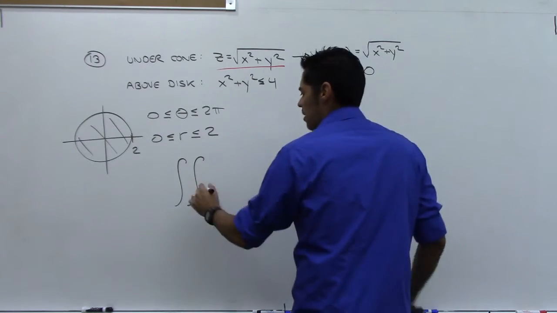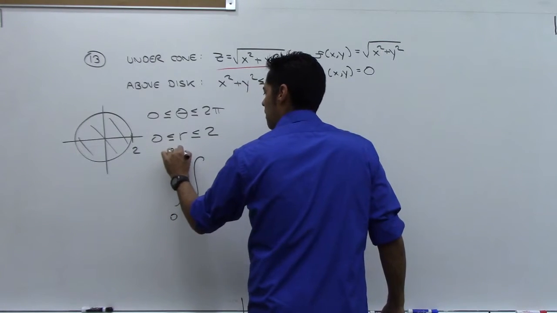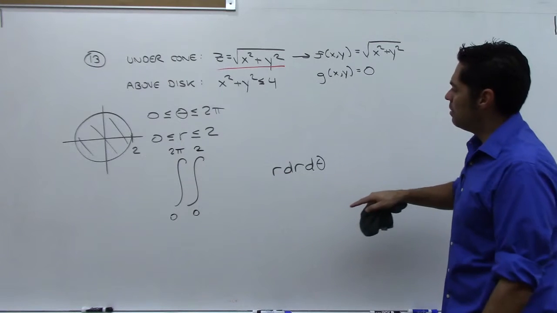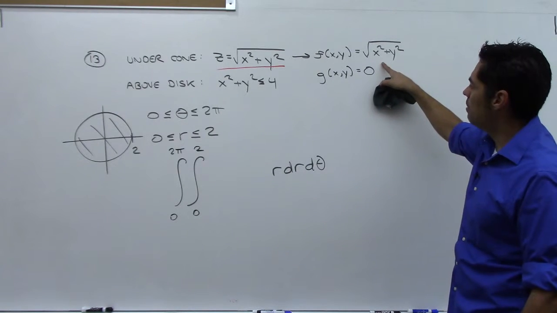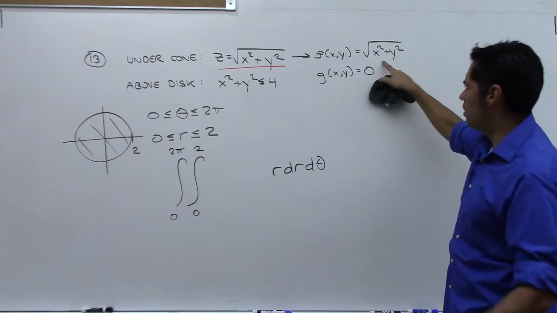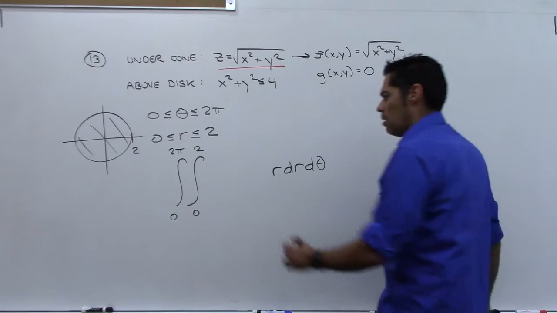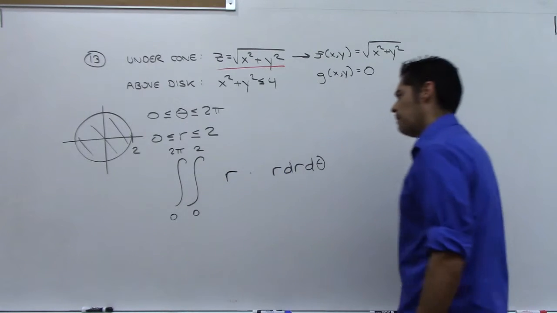My restrictions here, 0 to 2 pi, 0 to 2. And then on the inside, I need to take my function of x here, minus this, which is just this. And then notice that that right there is r squared. Square root of r squared is r. So just get r right there.